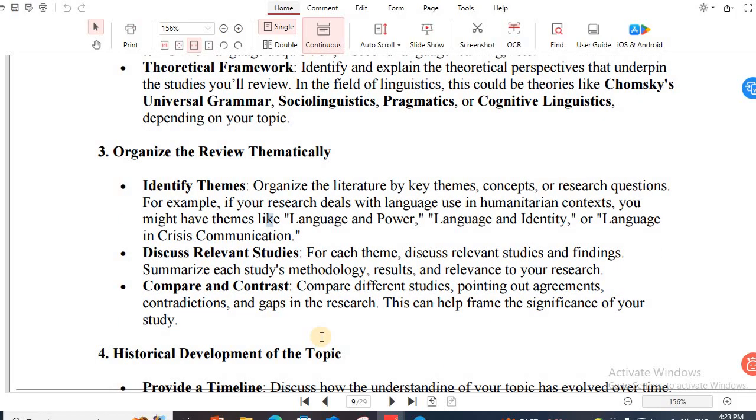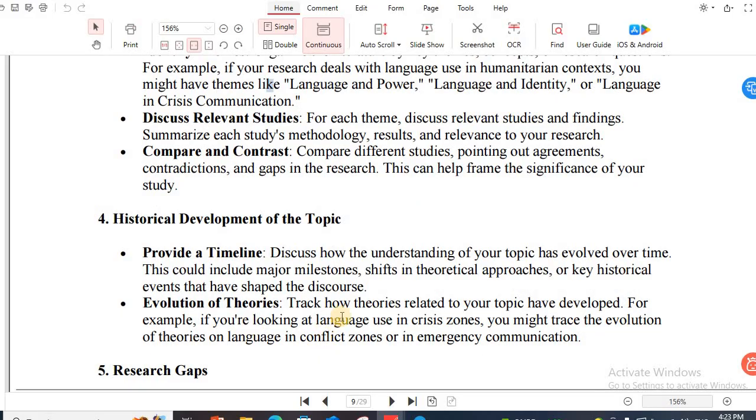Okay? Number 4, historical background and development of the topic. Provide a timeline. Discuss how the underlying concepts of your topic have evolved over time. Okay? Evolution of theories: track how theories related to your topic have developed. For example, if you are looking at language use in crisis zones, you might trace the evolution of theories on language in conflict zones or emergency communication.